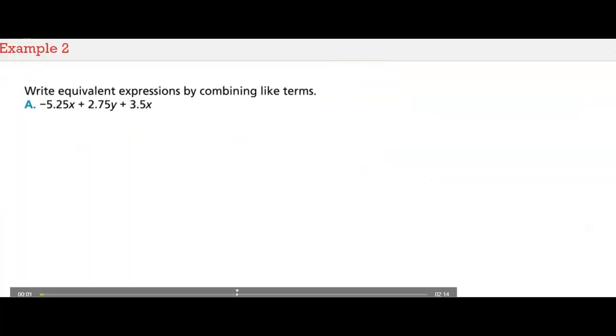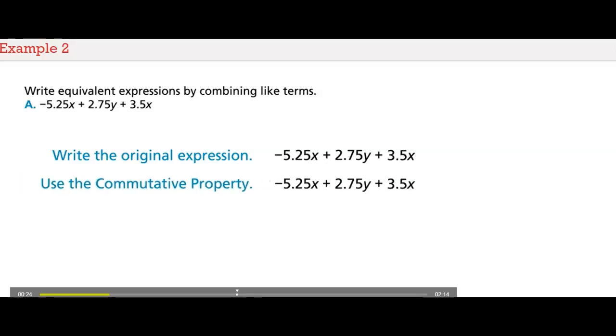Write equivalent expressions by combining like terms. Part A. -5 and 25/100ths times x plus 2 and 75/100ths times y plus 3 and 5/10ths times x. To begin, write the original expression. Next, use the commutative property to rearrange the expression so that like terms are together. Use the distributive property to combine like terms.